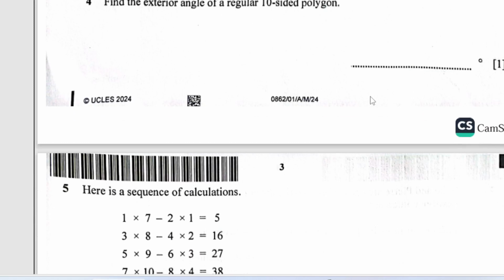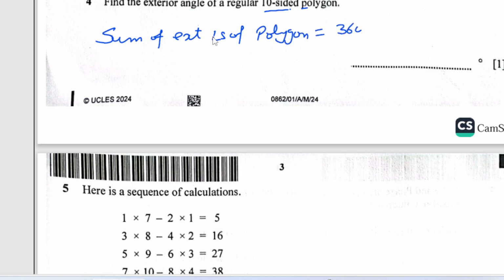Now next one, find the exterior angle of a 10-sided polygon. So for a 10-sided polygon, we are looking for the exterior angle. Now you know the property that the sum of exterior angles of a polygon is equal to 360. Then we have 10 sides, so there will be 10 angles, 10 times x equals 360. So x is going to be 36 degrees. Simple.